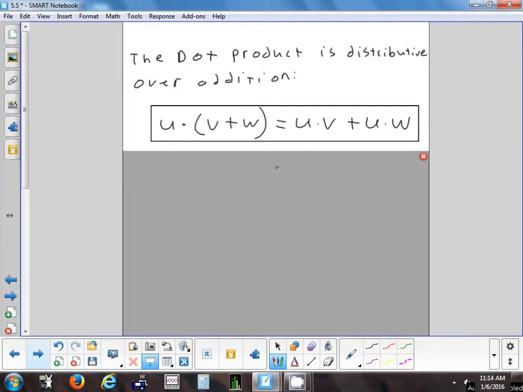Right, so one thing that does work with the dot product is the distributive property. If you had a vector on the outside, you can do u dot v plus u dot w. That does work if you wanted to do it.